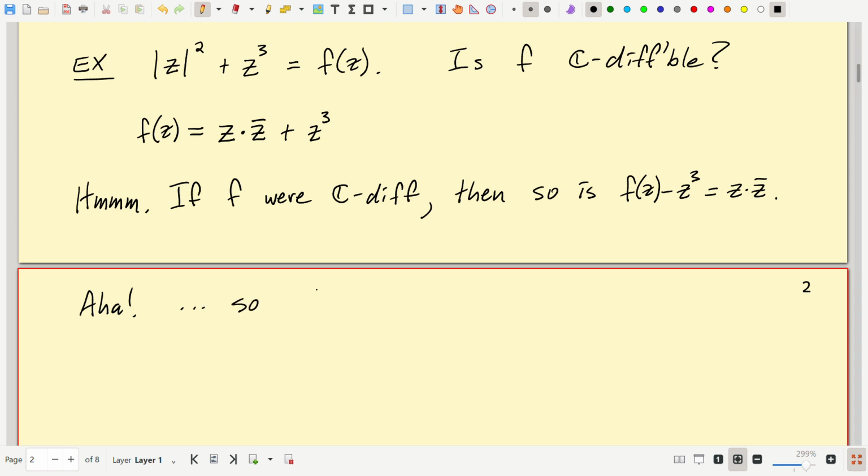so is f of z minus z cubed, divided by z. And that's equal to z bar. Let's see, so I maybe should say, I'm using the rules of calculus from freshman calculus. I divided by something there, it better not be 0. So this is true when z is not equal to 0 at least.